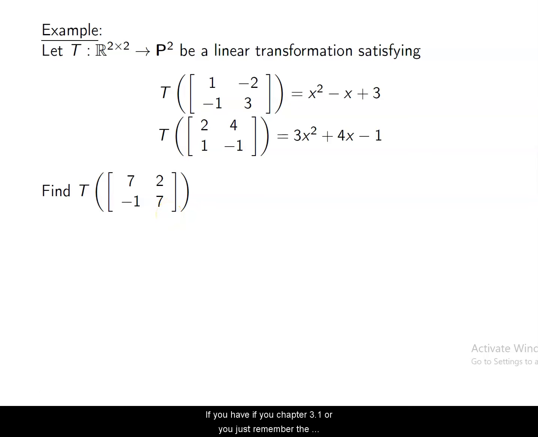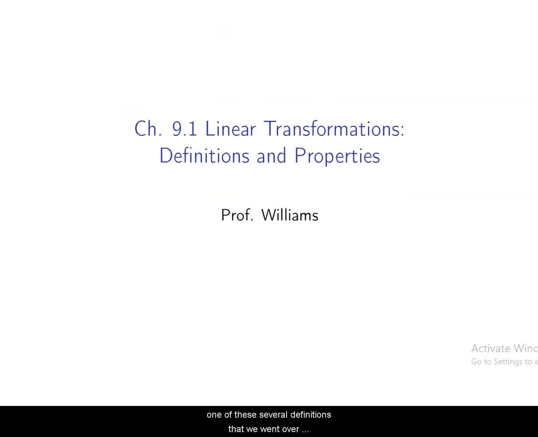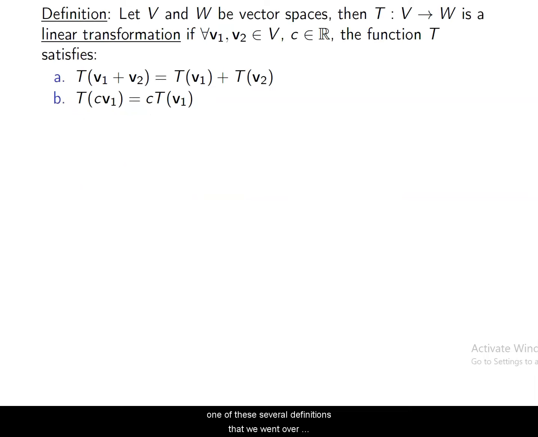So if you have reviewed chapter 3.1 or you just remember linear transformations in general, generally they give us a generalized form: if you plug in this thing, this is your transformation matrix A, and when you multiply it times your input vector, you will get out this output, right? We don't have the general form of the transformation here. So what we have to do is go back and use one of the several definitions that we went over.